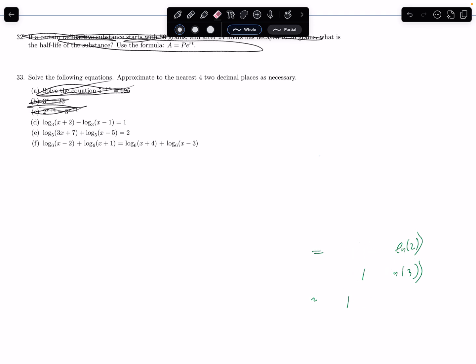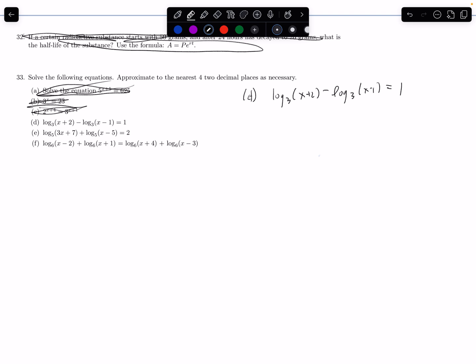Okay, on we go. For the remaining ones, you notice that in order to solve these, pretty much the logs are all the same base, and that's the only type we've really ever addressed, I think. Okay, this is D. Log base 3 of x plus 2 minus log base 3 of x minus 1 equals 1.